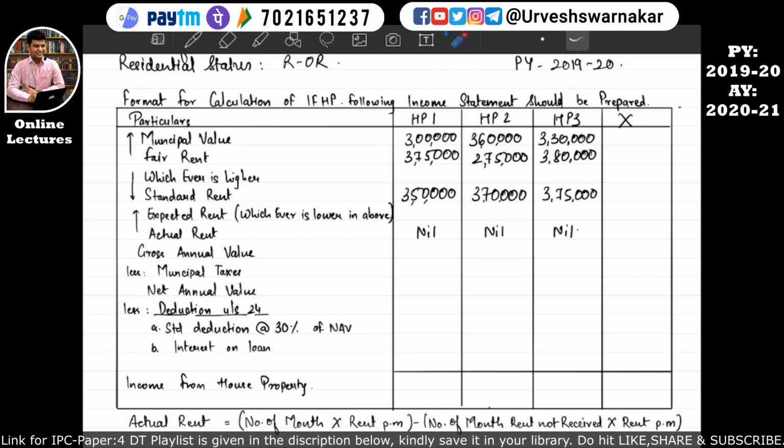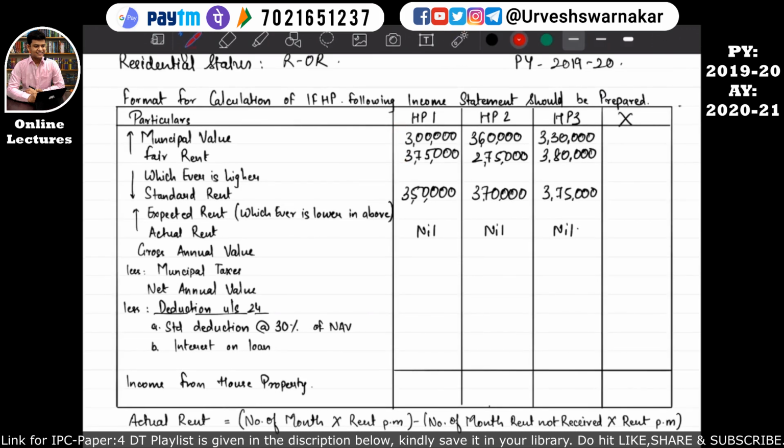And we need to find out our expected rent. Whatever will be the expected rent, it will be compared with the actual rent and then it will become our GAV. I hope that is quite clear to you all. So let's find out our expected rent. The expected rent will be calculated in this manner: municipal value and fair rent, whichever is higher. Whichever is higher out of these two is 3,75,000.